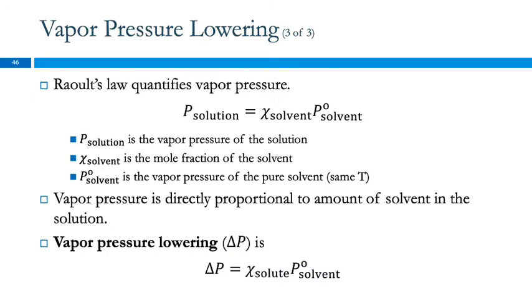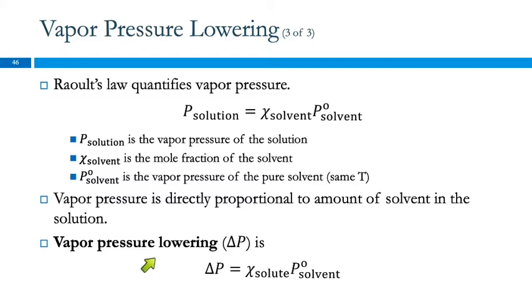Of course, we have a law that quantifies the relationship of concentration and vapor pressure, and this is called Raoult's law. The vapor pressure of a solution is equal to the mole fraction of solvent present times the vapor pressure of pure solvent. So if I have a pure solvent, just pure water, then the mole fraction of water in the water is one, right? Because it's all water. And then the vapor pressure would equal the vapor pressure for the pure solvent. As my mole fraction for solvent goes down, the vapor pressure of the solution goes down also.